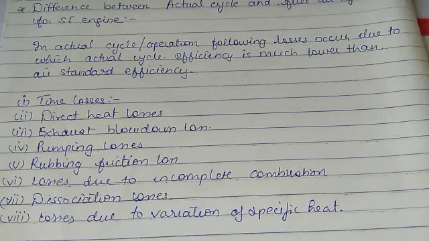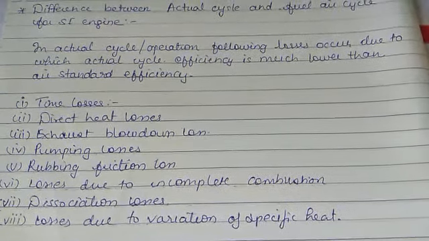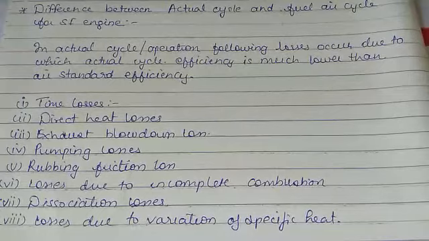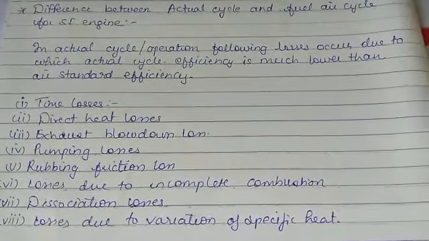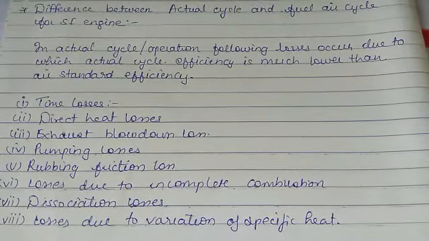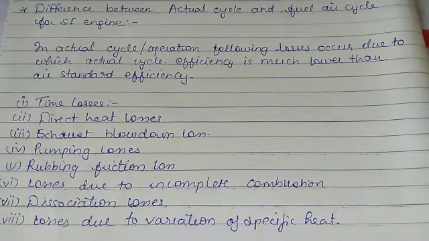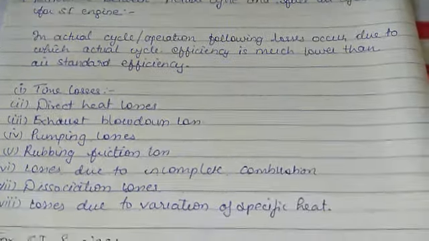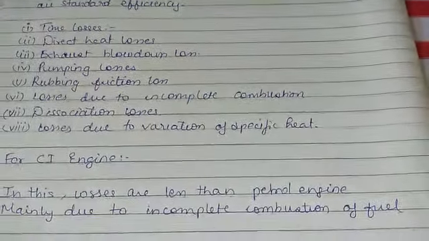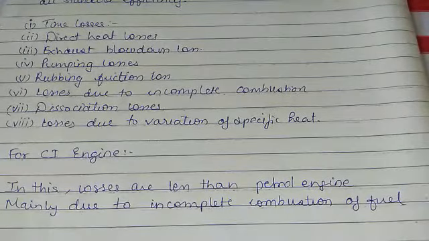Now the next topic is the difference between the actual cycle and the fuel air cycle for the compression ignition engine. In these engines, losses are less than in the petrol engine. The main loss is due to incomplete combustion of fuel.